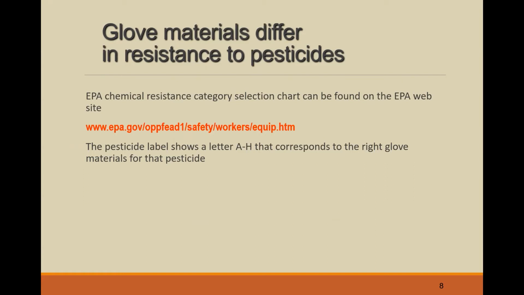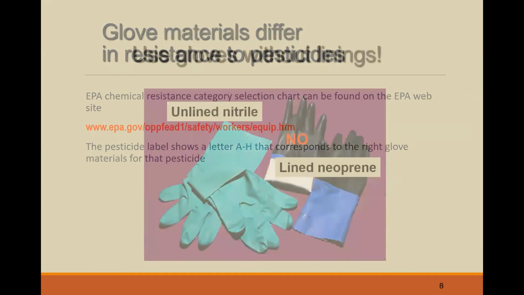And if you would like to see how they differ in that, there is an EPA website that is listed there on the slide. The pesticide label shows the letter A through H. It corresponds to the right glove material for that pesticide. So if you want to know what kind of gloves you need, you should be able to read the label, and they should tell you the right kind of glove material for that pesticide that you're using, so that you don't experience a failure from the glove once you start using them. They should go ahead and work if you match them up right.